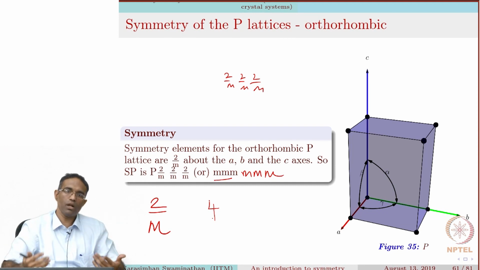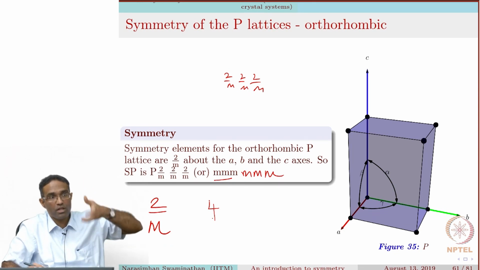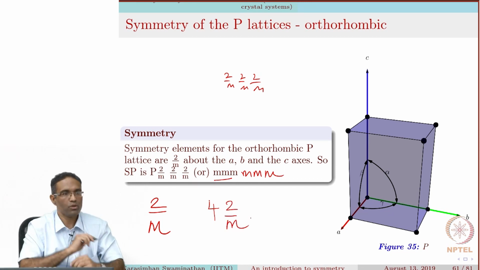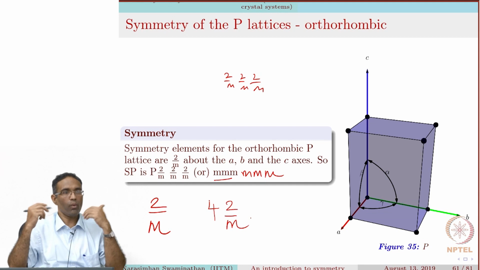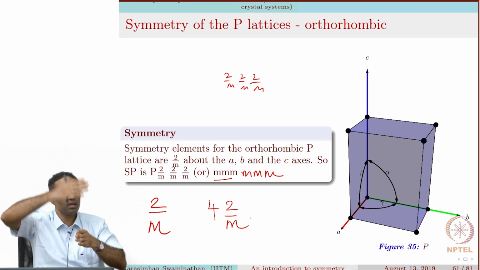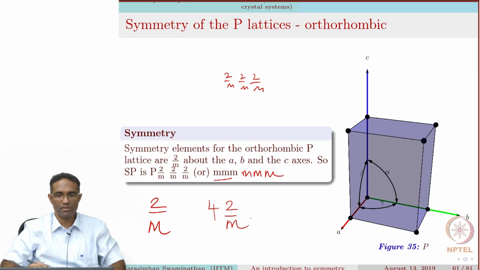So the next non-equivalent axis that you can choose is what? C. So is there a mirror perpendicular to it? Is there a 2-fold rotation about C? So there is. So 2 over m. And what is the next possible non-equivalent axis? What about the diagonals of the square? Just like how we saw for the square lattice, right?